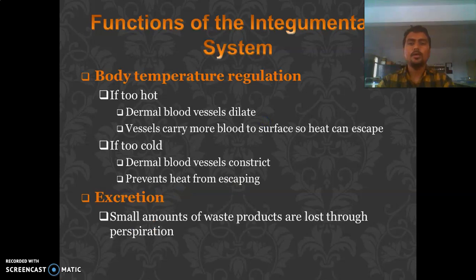After that, it regulates body temperature. If the body temperature is too hot, the dermal blood vessels dilate and carry more blood to the surface so the heat can escape from the body. If the body gets too cold, the dermal blood vessels constrict and prevent heat loss from the body. The last one is excretion. Small amounts of waste products are lost through perspiration.